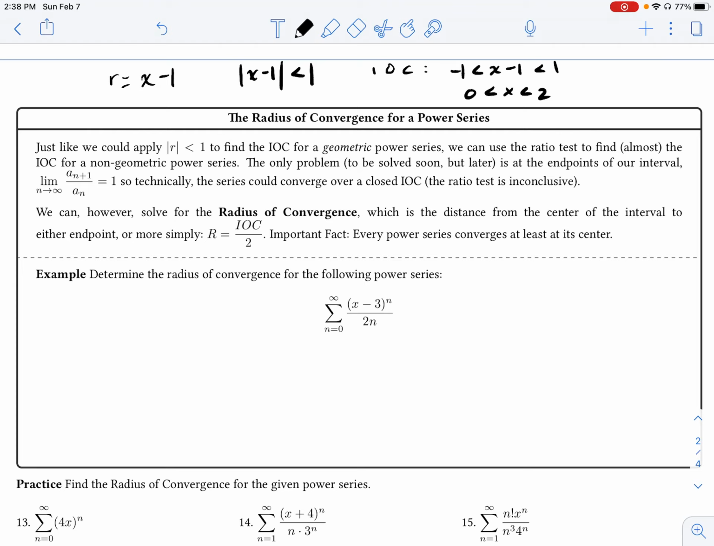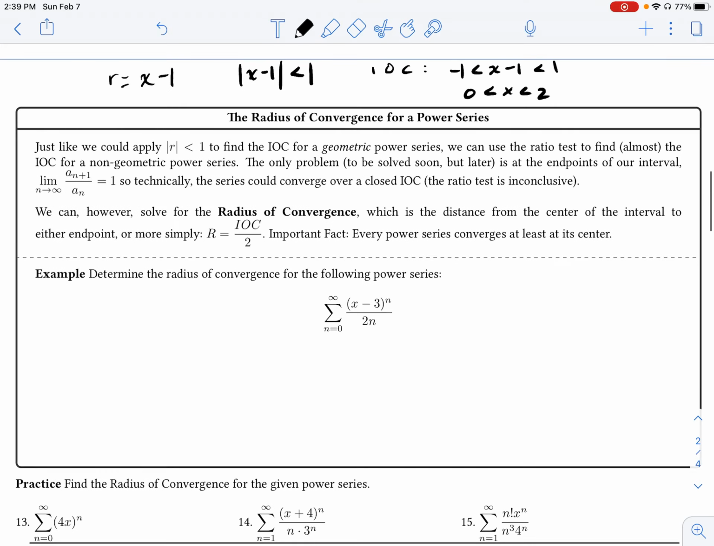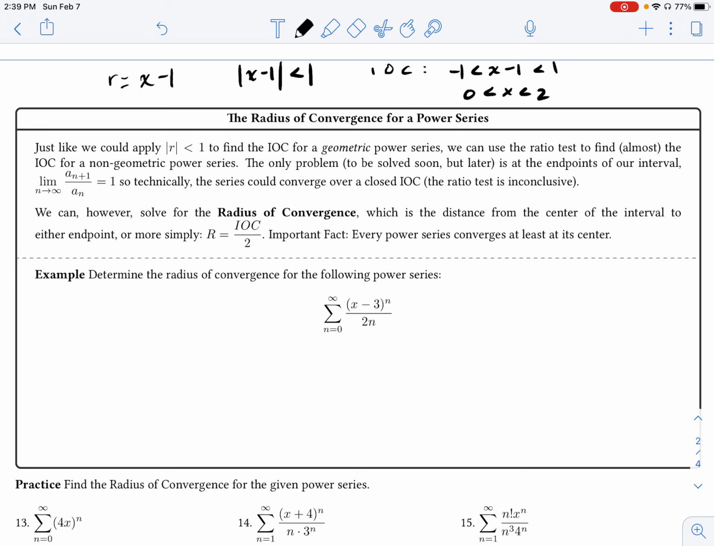So now that we've talked about the ratio test, we can apply that same logic. Since the ratio test allows us to find the limit of the ratio between subsequent terms, we can use the ratio test to help us identify the interval of convergence for a non-geometric power series.